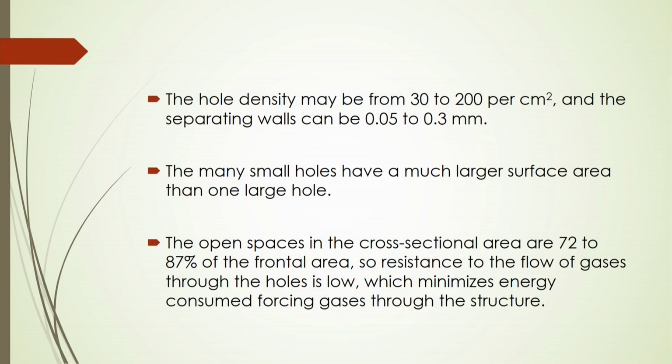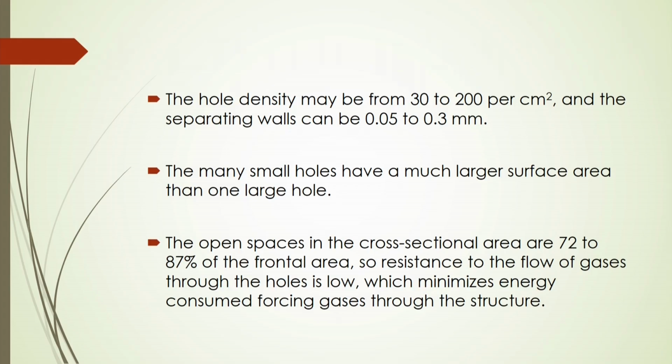Also, the open space in the cross-sectional area should be 70 to 87% of the frontal area. So, resistance to the flow of gases through the holes will be low, which minimizes the energy consumed to force gases through the structure. So, you have to have the open space in a certain optimized condition, generally 70 to 87% of the frontal area. Otherwise, there may be more resistance.